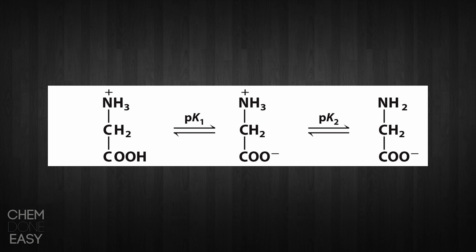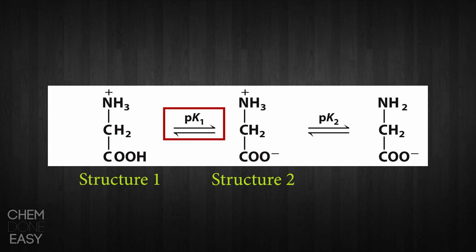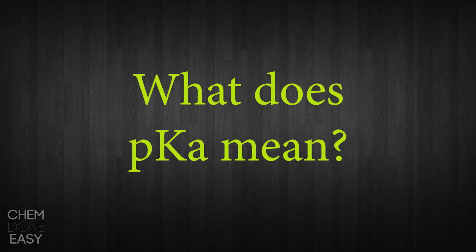However, there is a key item that we have missed in our explanation. If we look at structure 1 and structure 2 of glycine, we can see that they are in equilibrium, but it says pK1 next to it. So what does that mean?